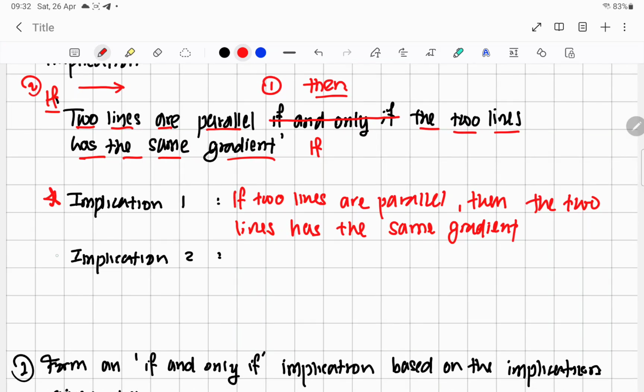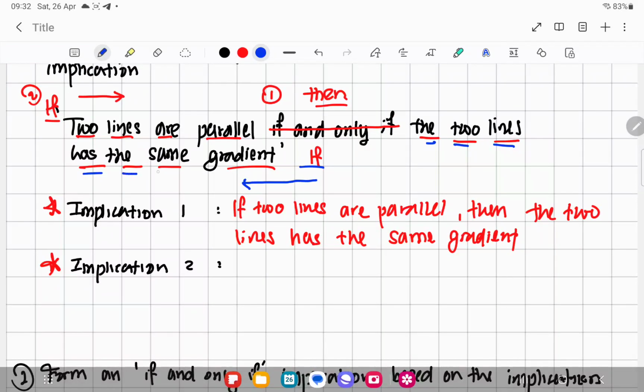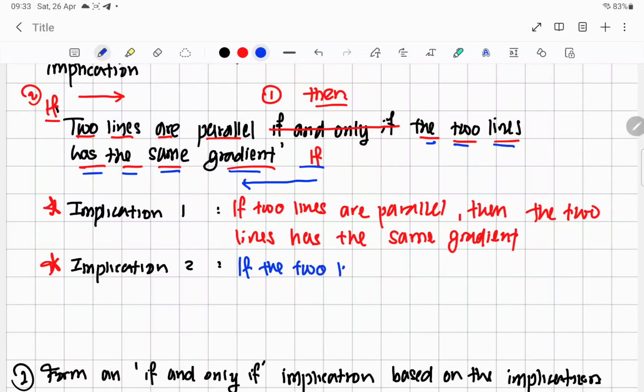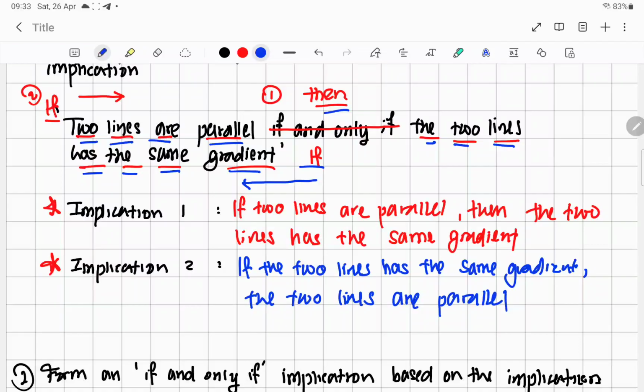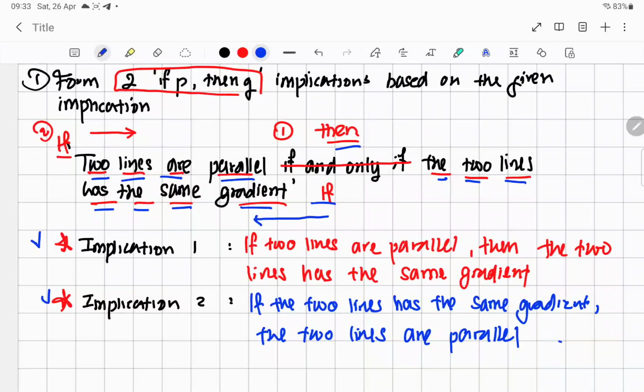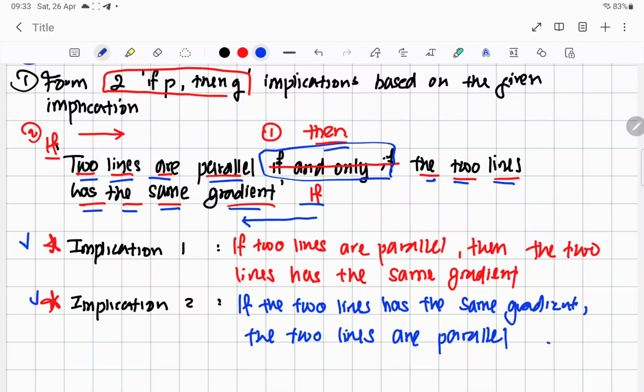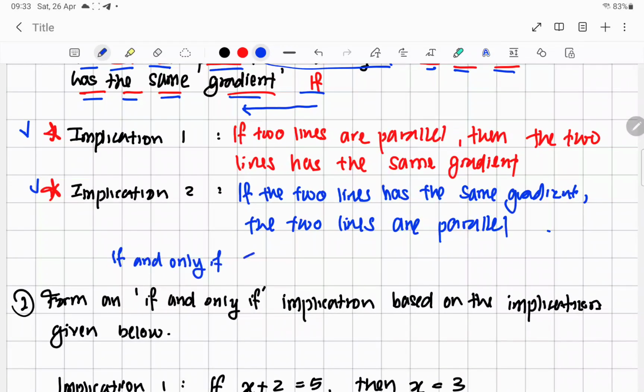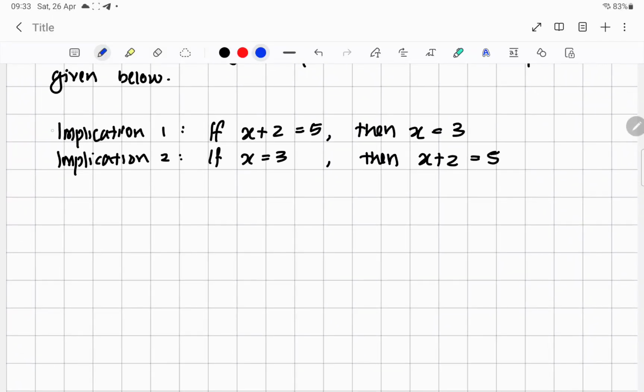So how do you get implication 2? For implication 2, you read from the back. So if the two lines have the same gradient, then the two lines are parallel. Okay, so this is the method of how you make two implications based on the if and only if implication. It means that from if and only if, you can break it into two if-then implications. Alright, understand?